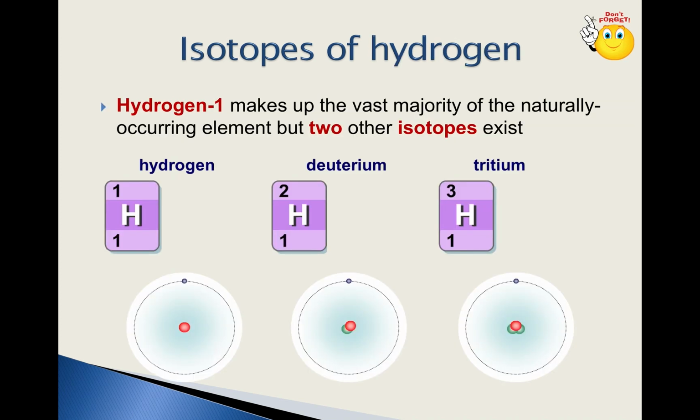Isotopes of hydrogen, again we've got hydrogen, deuterium and tritium, where hydrogen has a mass number of 1, deuterium has a mass number of 2, and tritium has a mass number of 3. The mass numbers are different because they have different numbers of neutrons, but the proton number has stayed the same. You don't have to memorize any of these isotopes. They should be given to you in the exam.